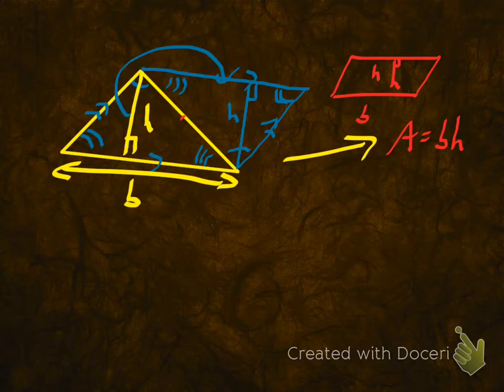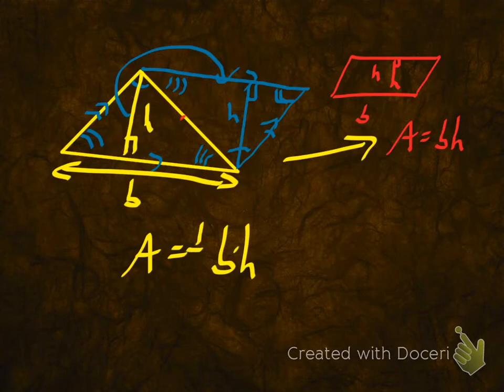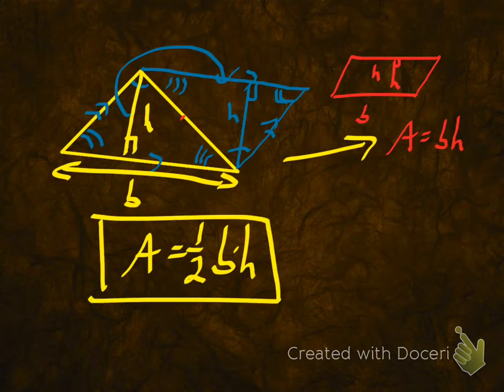So the area of a triangle is going to be base times height, just like it was in a parallelogram, except since we only have half of a parallelogram, we just put a half out front. So that is the formula for area of a triangle. So we just think of it as half of a parallelogram. So it's the exact same formula with a half, which is why I call these the half formulas.